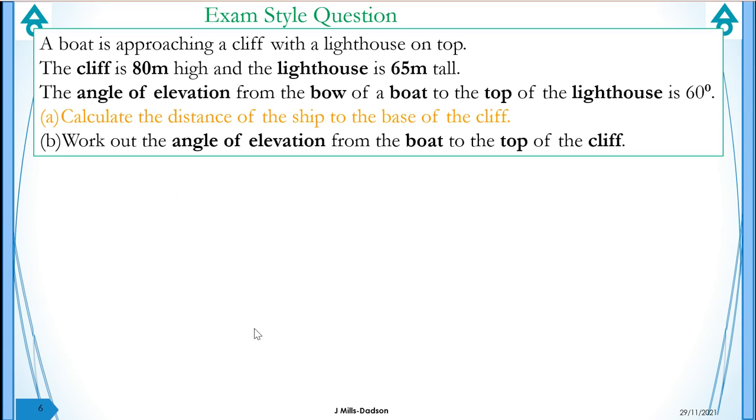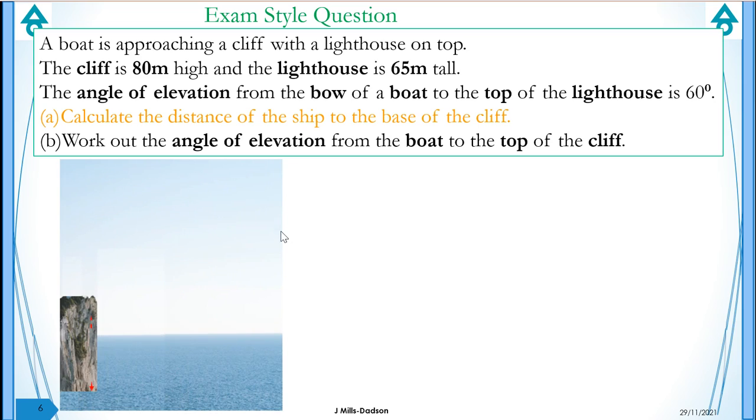Okay. Now, let's try to use some diagrams. So a boat is approaching a cliff. A cliff definitely has to be a vertical line. So let's say this is the cliff and it's 80 meters. A lighthouse is on top, so that's a lighthouse, 65. Now a boat is approaching. So let's put, this is the boat.